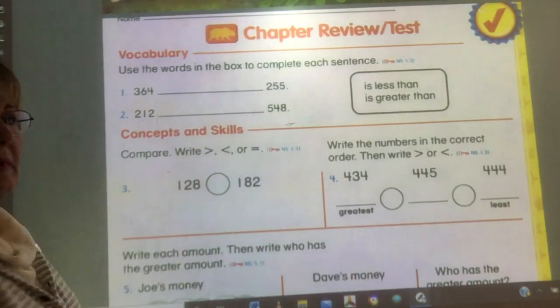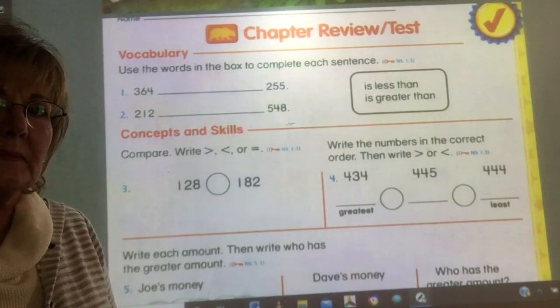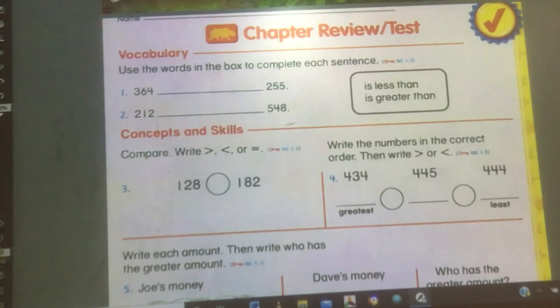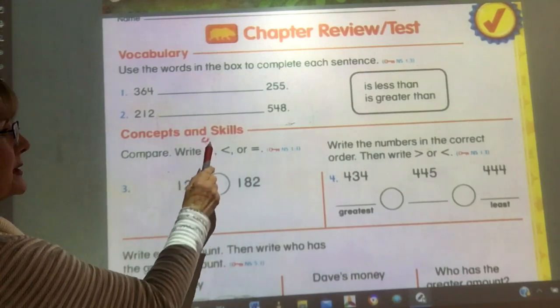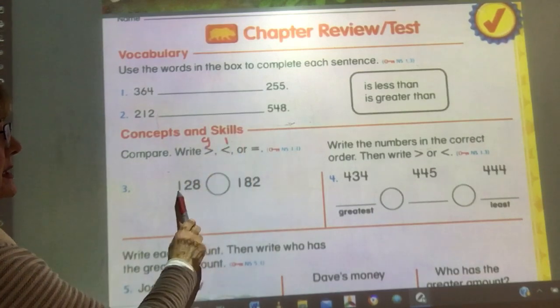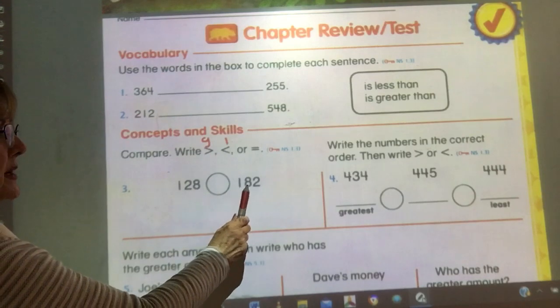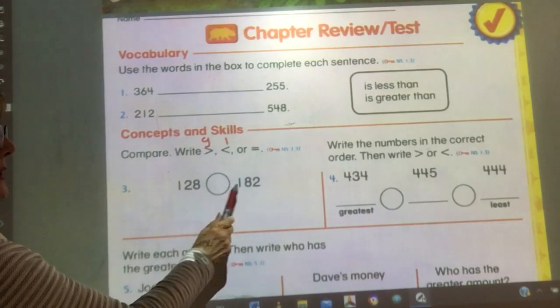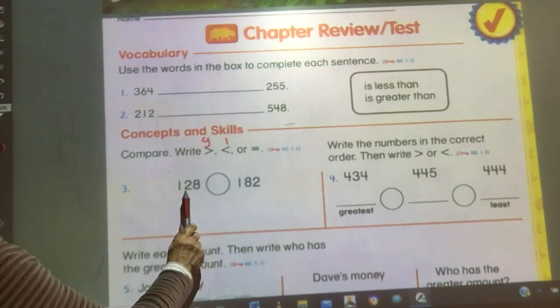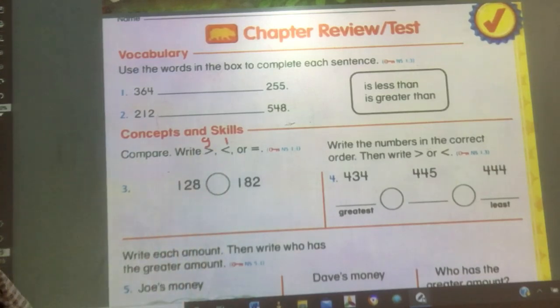So you can turn me off for a moment and then come back when you're finished writing that, because I'm going on. This part is just asking you to compare with the greater, the less, or the equal sign. 128 is what to 182? Compare the hundreds, they're the same. Compare the tens. Okay, 2 and 8. Is 2 less than? You use the less than sign. Is 2 greater than? Use the greater than sign.